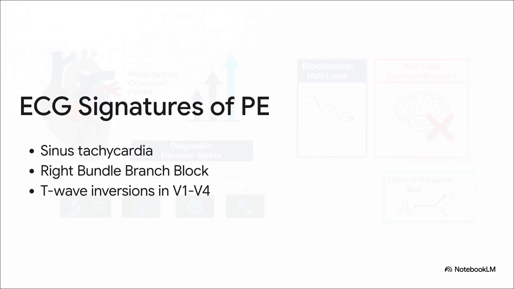The electrocardiographic signature of this event is absolutely key. Now, while that classic S1Q3T3 pattern is widely taught, it's actually incredibly rare. The most common finding is strictly sinus tachycardia. But to operate at the highest clinical level, you have to actively hunt for signs of right heart strain. You're looking for a new onset right bundle branch block or T-wave inversions, specifically in leads V1 through V4.